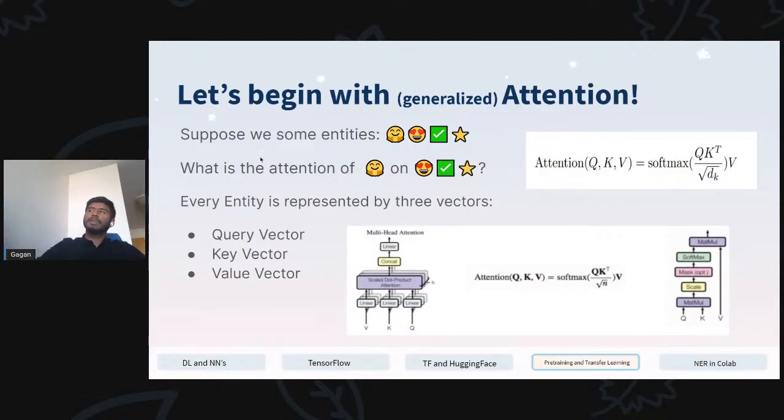Let's suppose we have four different entities: a hugging face, a heart eyes emoji, a tick emoji, and a star. Before we talk about what attention is here, attention is basically given as follows. Each entity is represented by three vectors: a query vector, which is q, a key vector, which is k, and a value vector, which is v.